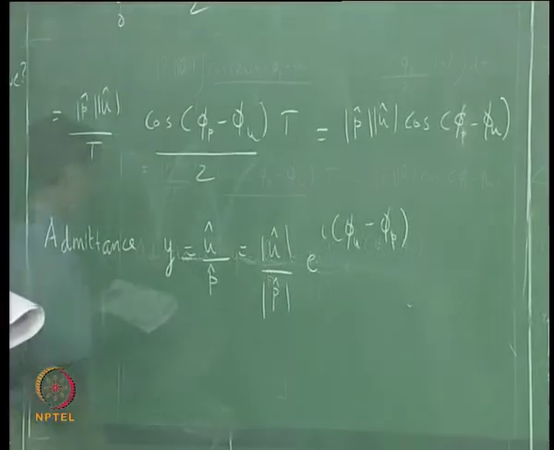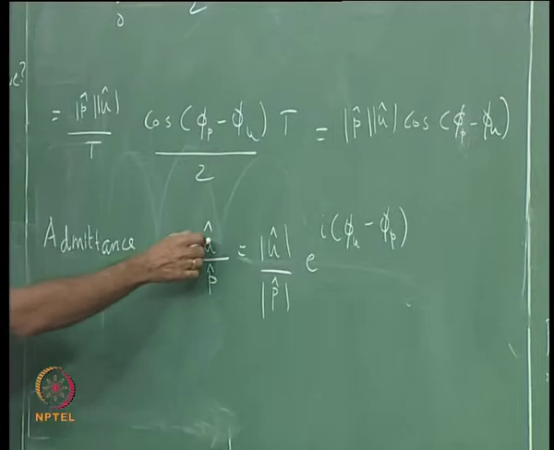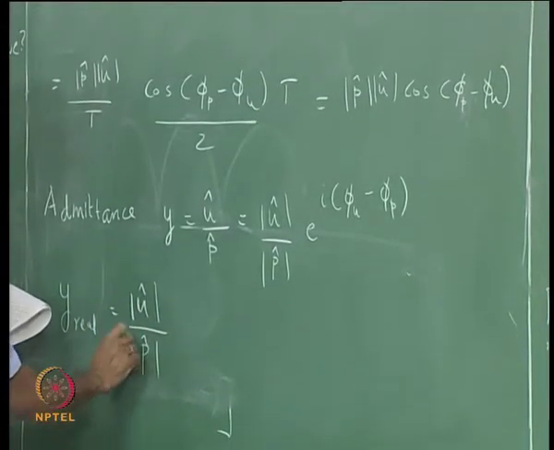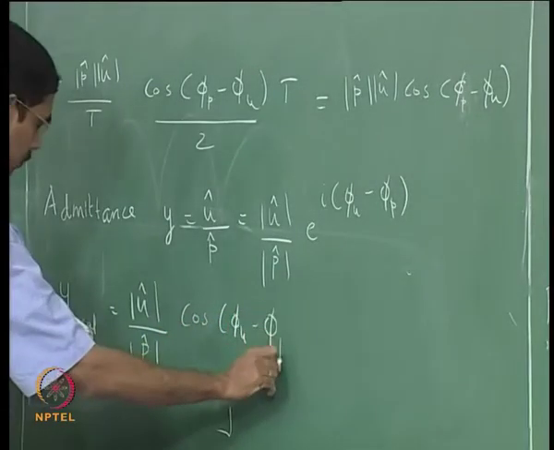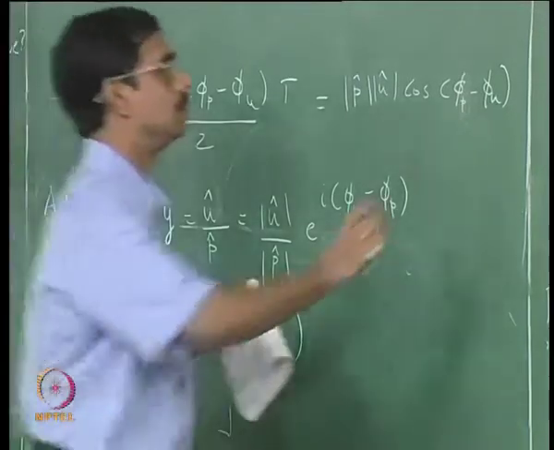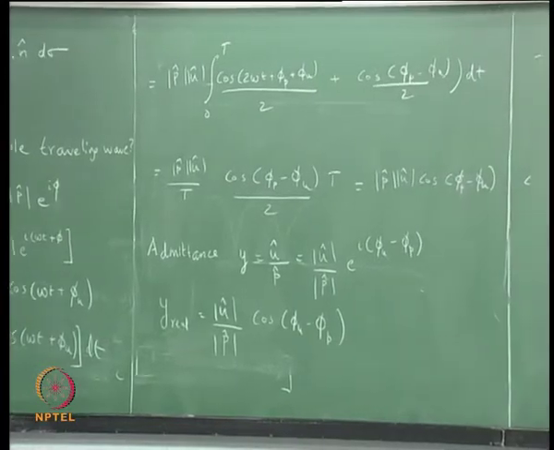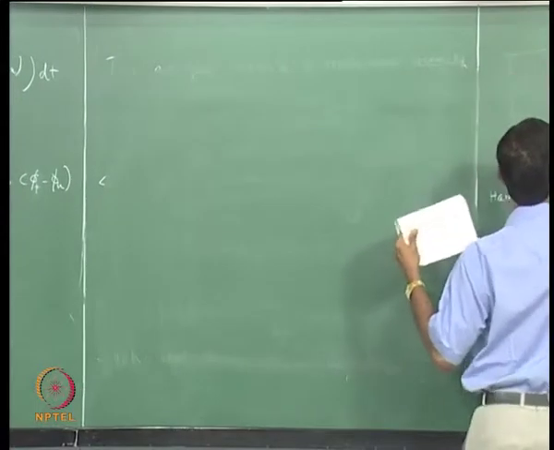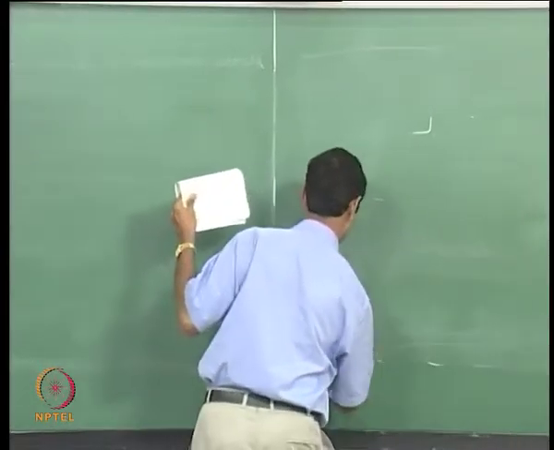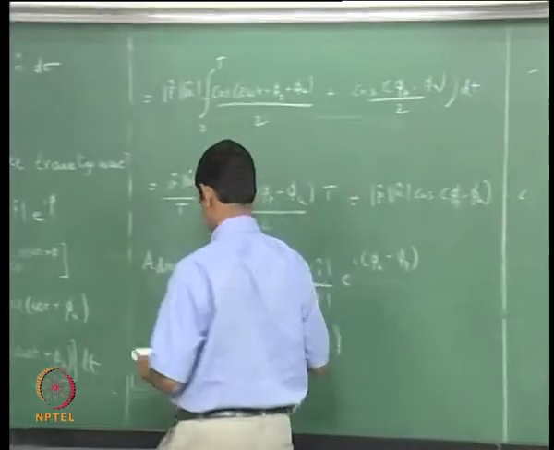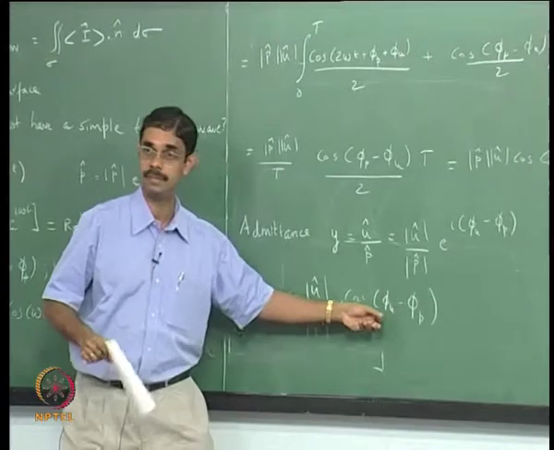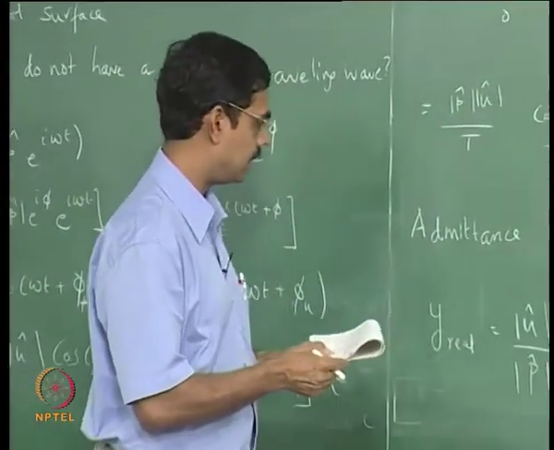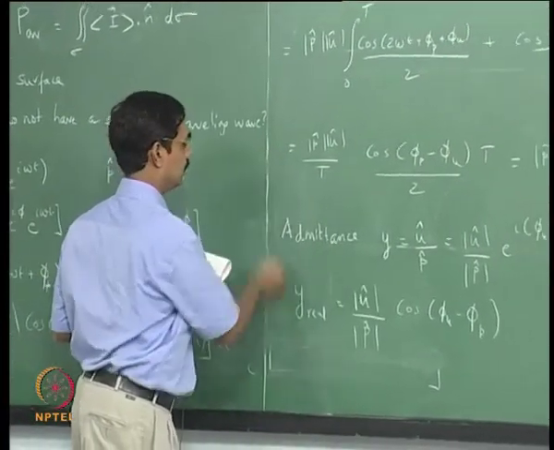Okay. So if you look at the real part of this, it is a complex quantity because it is the ratio of two complex numbers. So Y real is equal to u hat over p hat times the cosine of the phase between the velocity and pressure. You can write phi u minus phi p or phi p minus phi u, it does not matter, you will get the same result.